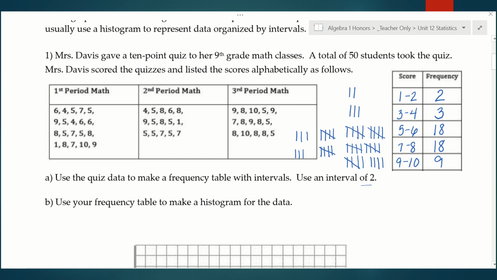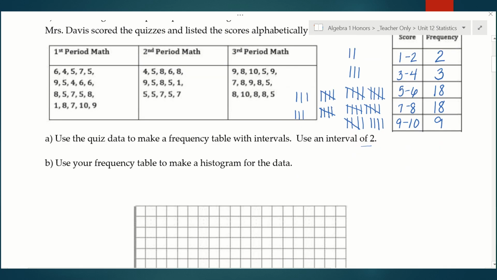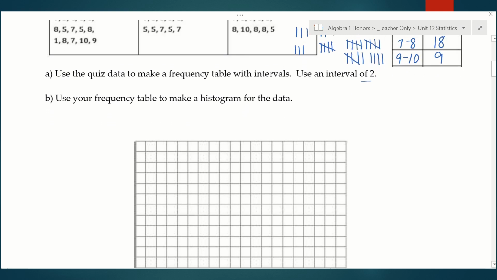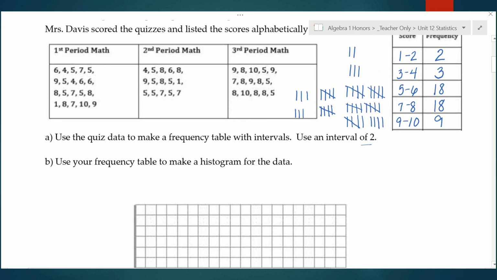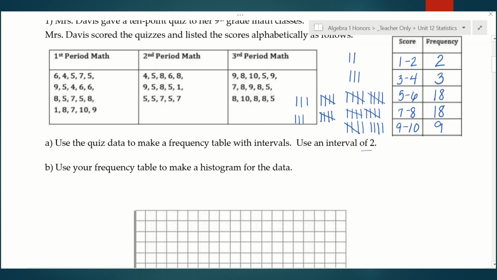Okay, so that's probably the hardest part, not even difficult, just tedious, right? Making sure you're being careful when you record that. So now what we're going to do is take that data and create a histogram. Okay, so a couple of things.